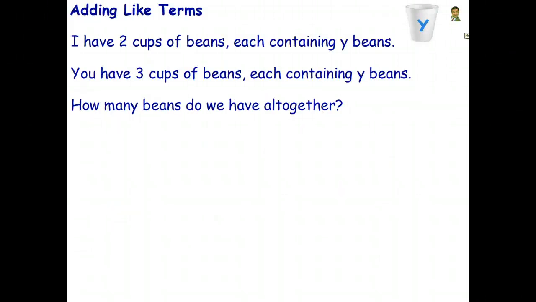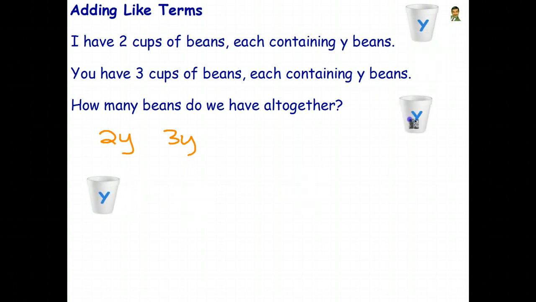Okay, we're going to now show you how we can add like terms. So I have 2 cups of beans, each containing Y beans. I don't think I'll bother dragging them. I'll just go ahead and write the algebra. So I have 2 cups of beans, each containing Y beans. You have 3 cups of beans, each containing Y beans. In fact, I will drag them.